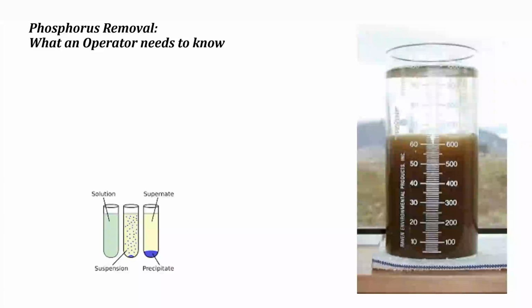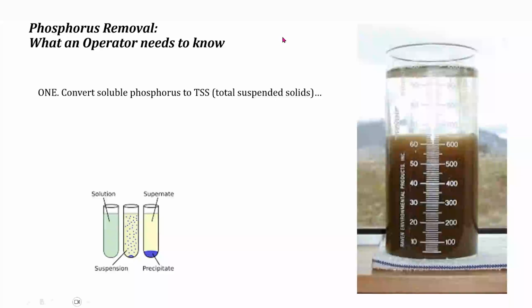So the whole objective in phosphorus removal is to convert the soluble phosphorus to make it non-soluble, to make it part of the mixed liquor, part of the TSS, part of the total suspended solids. That's our process control. We want to take a soluble phosphorus, which is up here, or we'll go through a filter, and we want to put it in and with the mixed liquor. And there's 2 ways to do that.